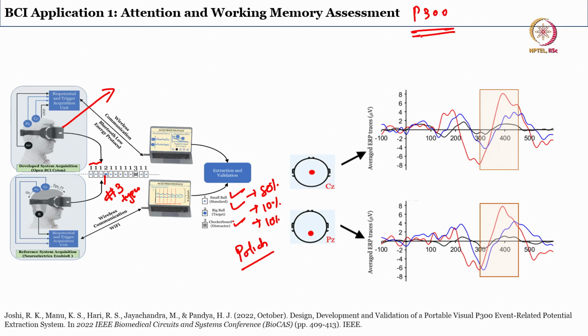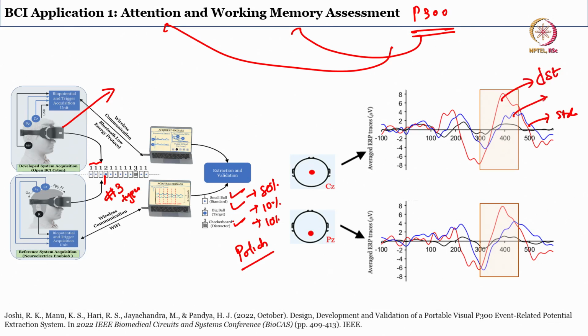P300 is a signature to assess working memory and attention. Here you can see that this blue one corresponds to standard. It is not mentioned here. This red corresponds to checkerboard, so I will write distractor. Blue corresponds to target, so I write TGT.